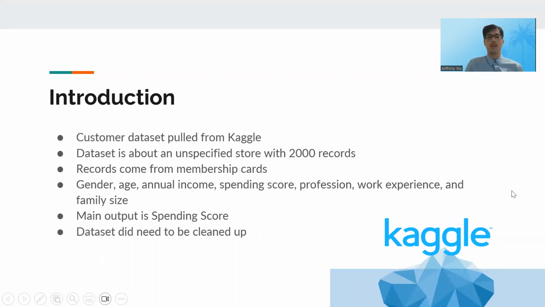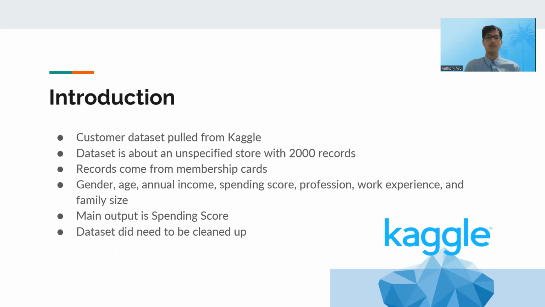To begin with, I want to give a short introduction about the data set. The customer data set was actually pulled from Kaggle, and it is about an unspecified store with 2,000 records, and these records come from membership cards. It has variables such as gender, age, annual income, spending score, profession, work experience, and family size. And the main output that we're going to be looking at for this data set and for our models is spending score, which can range from 1 to 100 and describes how much a specific customer will be spending at their store. So it's a good measure to figure out how much income, or revenue, they can bring to the store.